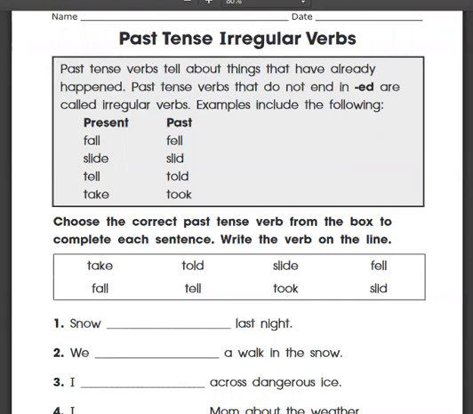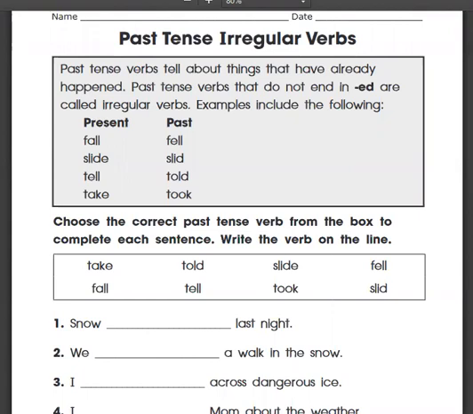Hi everybody, it's time to do our workbook page for past tense irregular verbs. This is going to be page 10 and 11. So the past tense means it's already happened. It's in the past. It happened before.